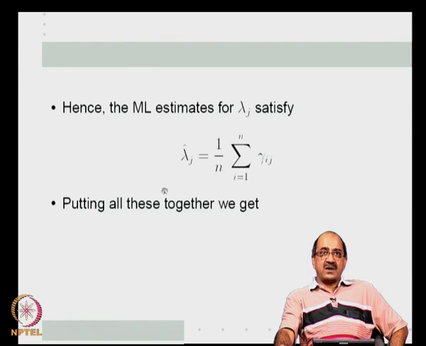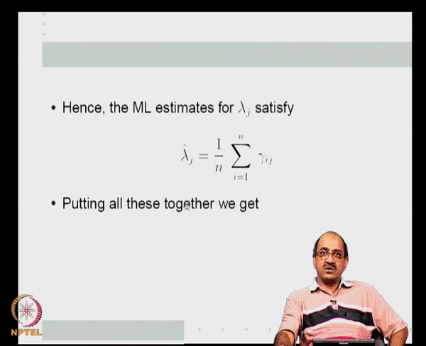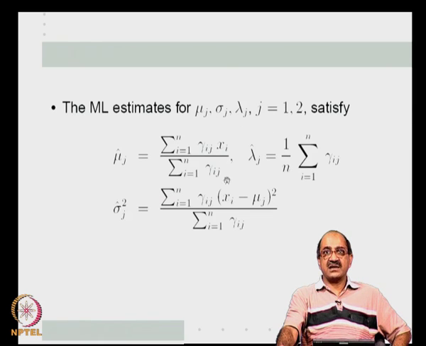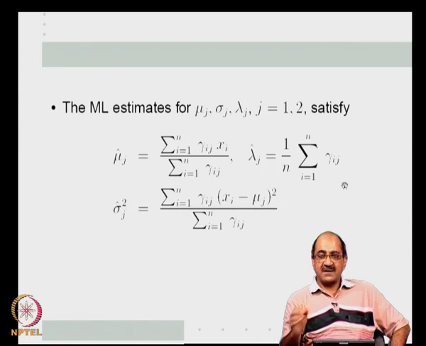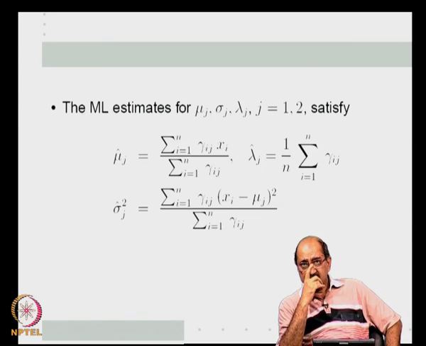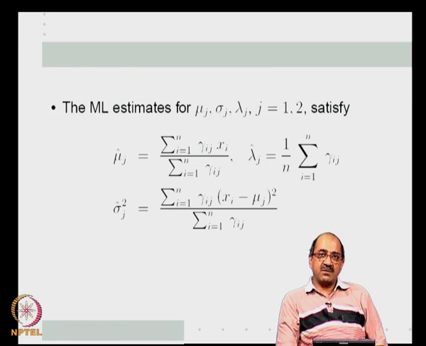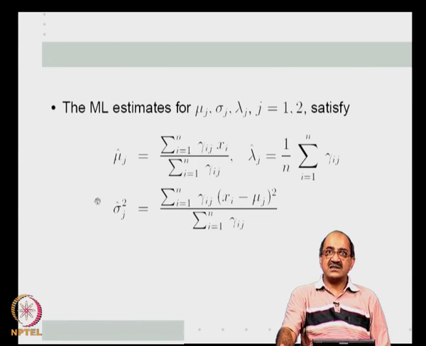So, we have now obtained estimates for mu_j, sigma_j and lambda_j. We can put all of them together like this. mu_j hat is the summation of gamma_ij x_i divided by the summation of gamma_ij. sigma_j square hat is the summation of gamma_ij (x_i minus mu_j) whole square divided by the summation of gamma_ij, and lambda_j is 1 by n times the summation of gamma_ij. As I said, of course, these are not estimates, because both sides involve the unknown mu's and sigmas, but we know that the final estimates for mu, sigma and lambdas have to satisfy this set of simultaneous nonlinear equations.